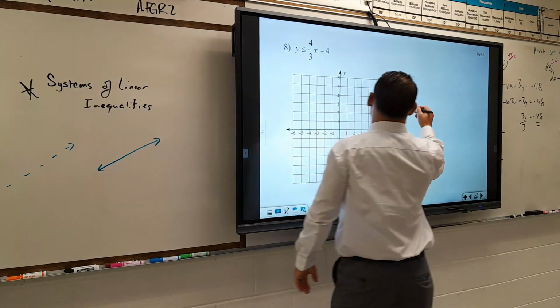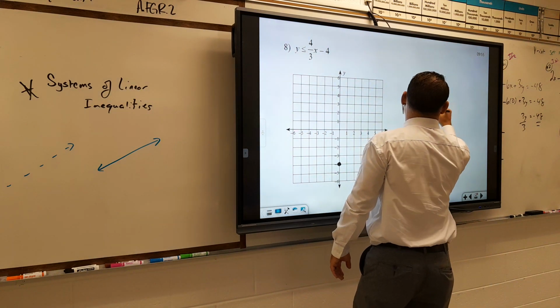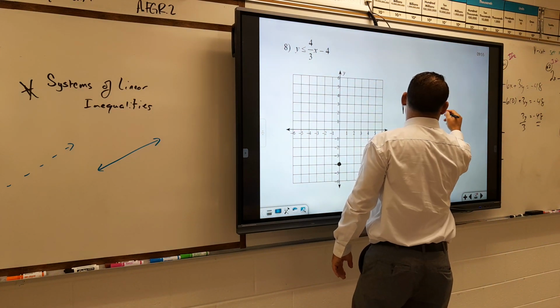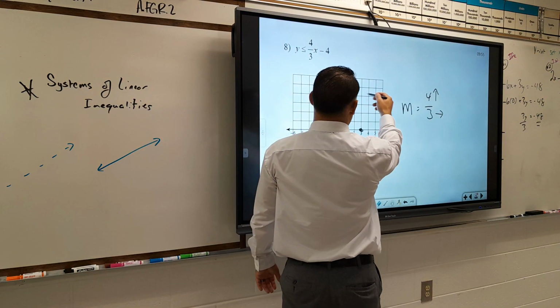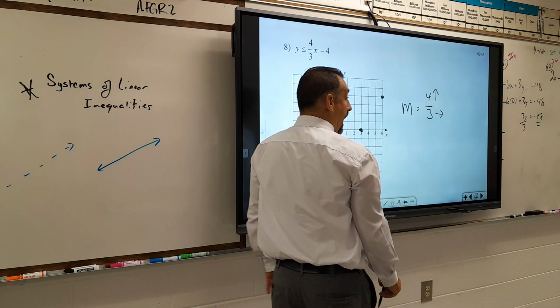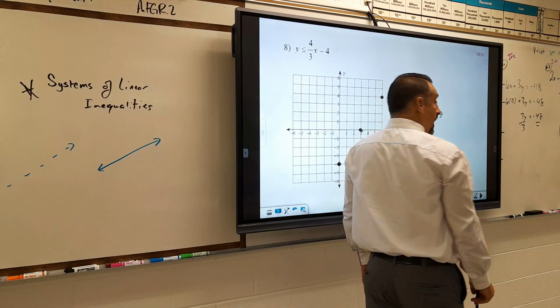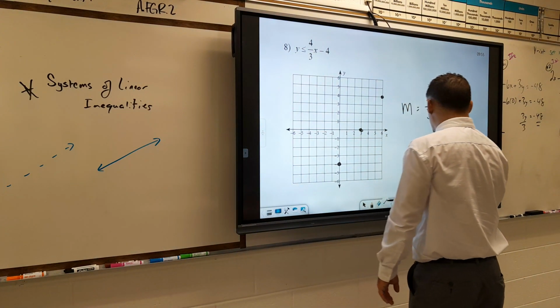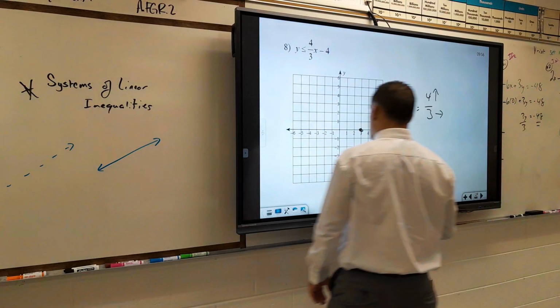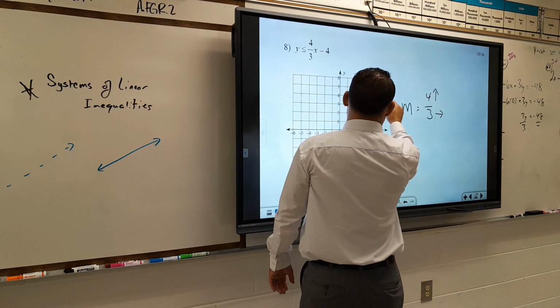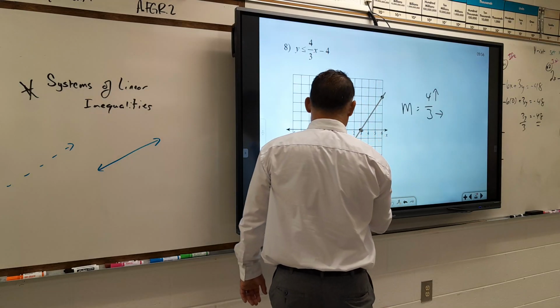And then we use our slope. Positive, so it's up. So we go up 4/3. And our line, is it solid or dashed? It's solid. Why do we know it's solid? It has the equal to symbol, right?